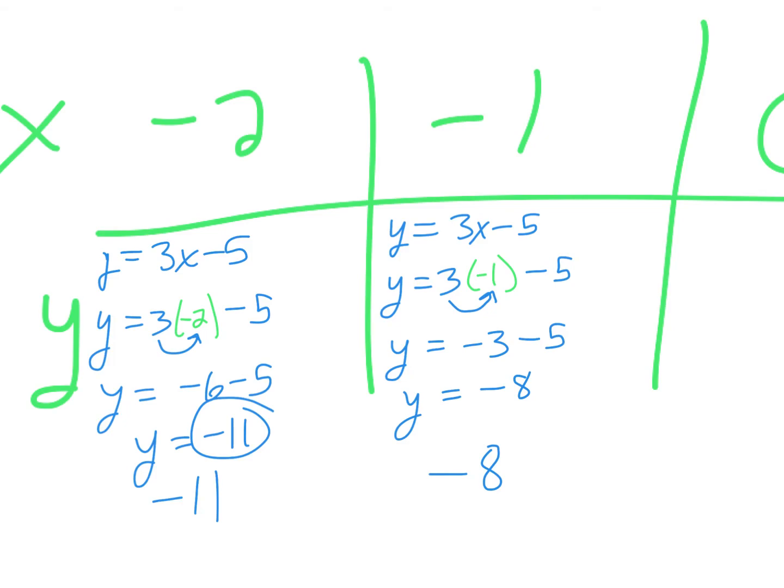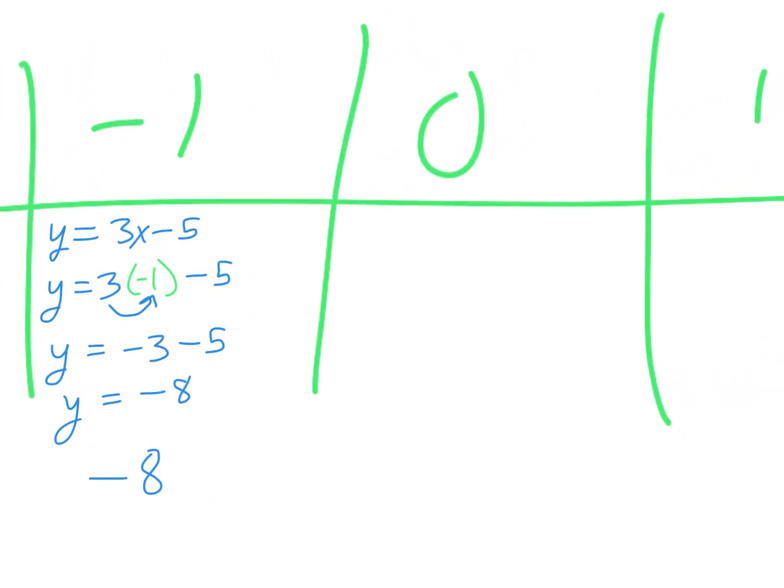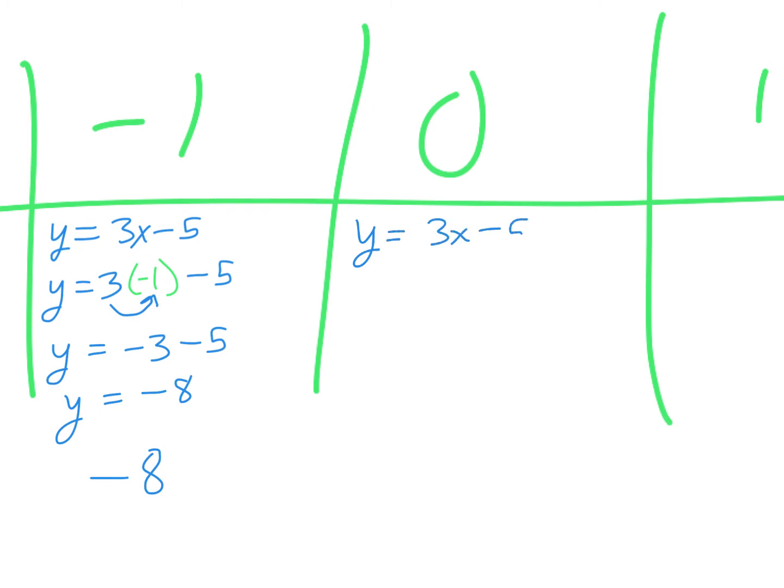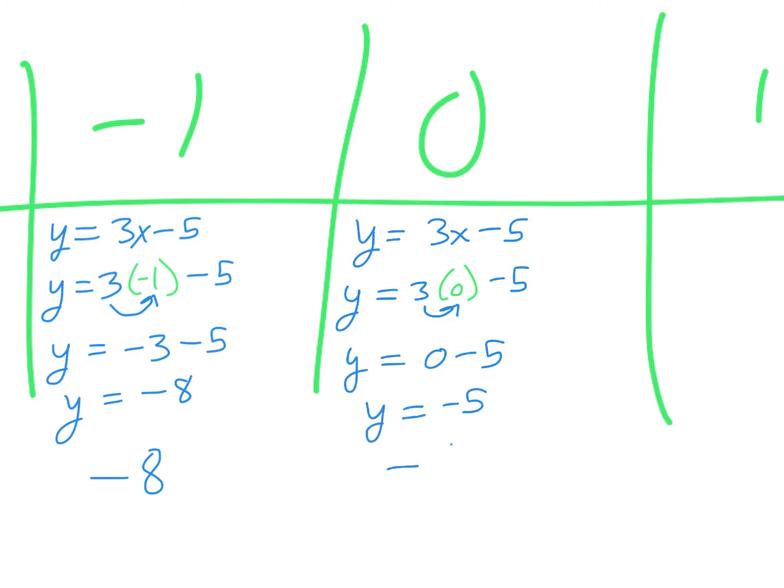Okay, scooch over. We reset again. y is equal to 3x minus 5. So y is equal to 3 times, and this time we're going to put 0 in for x. Nicely enough, when I multiply 3 times 0, it's just 0. So y is -5. So our next range value is -5.